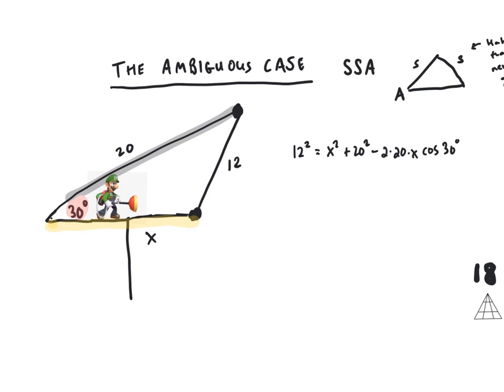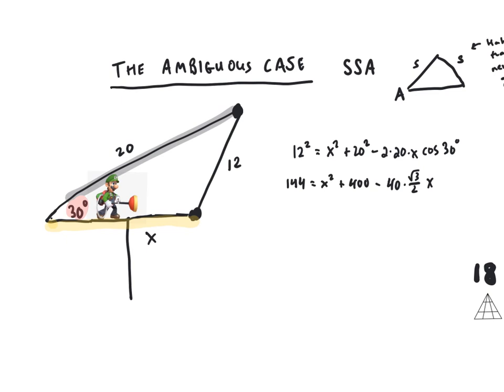Just like that. And you'll notice as you start to work it out algebraically that you have a simple quadratic equation. 144 equals x squared plus 400, and then this will be minus 40 times x times the cosine of 30. Now you'll recall in this particular case cosine of 30 is root 3 over 2, but if it were, say, cosine of 31 degrees, you could just use your calculator to work that out.